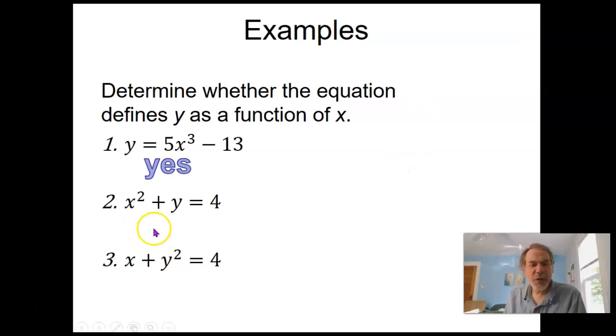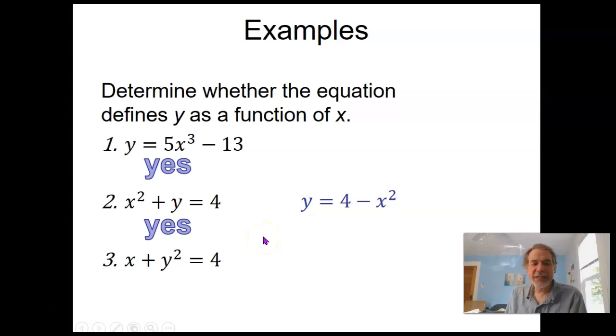What about the second equation? The way it's written now, x squared plus y equals 4, is not solved for y, but I can rearrange it. I can get it solved for y just by subtracting x squared on both sides. So there, y equals 4 minus x squared. So yes, that does define y as a function of x. Whatever number x is, y is going to be 4 minus that number squared.